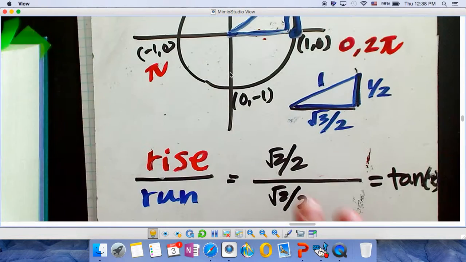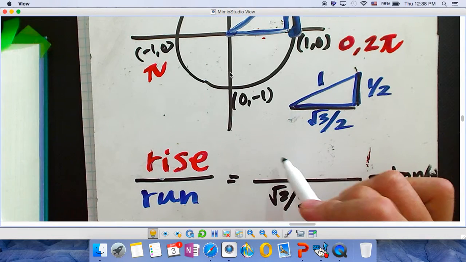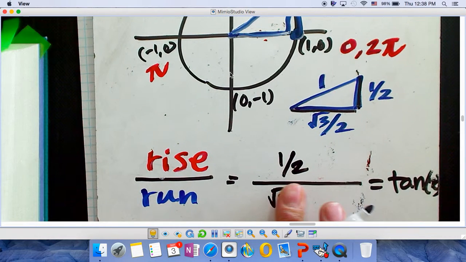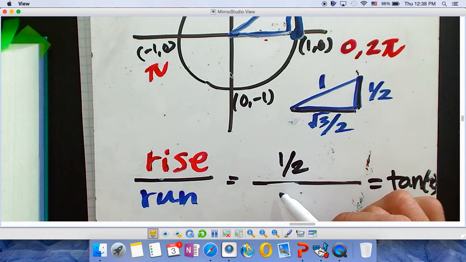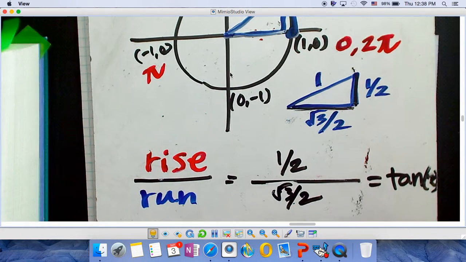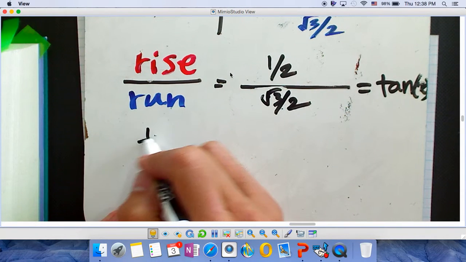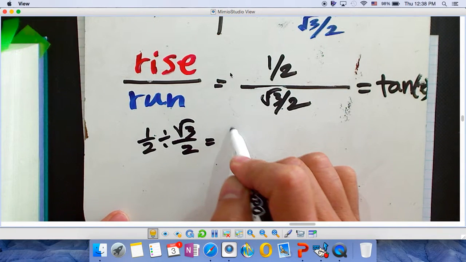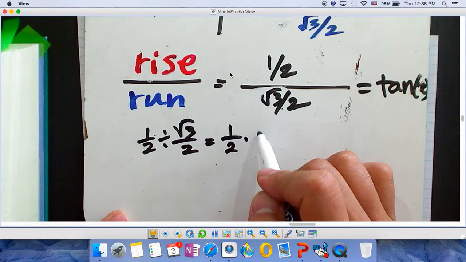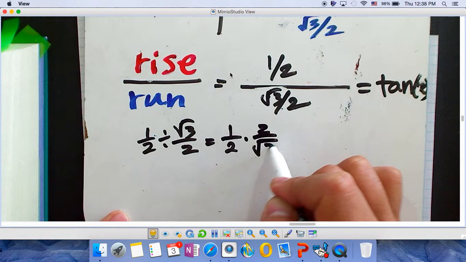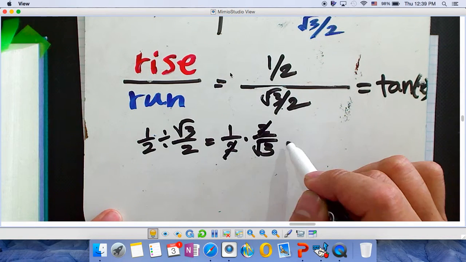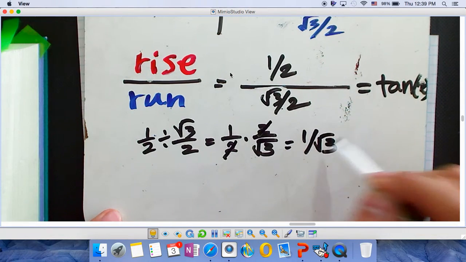Now what's the slope? The rise, or sine of x, is 1/2. Sine of pi/6 is 1/2. Cosine of pi/6, which is the run, is square root of 3 over 2. If you do half divided by square root of 3 over 2, that's the same as multiplying half by the reciprocal of square root of 3 over 2. The 2s cancel out, and that is 1 over square root of 3. So that's the slope.